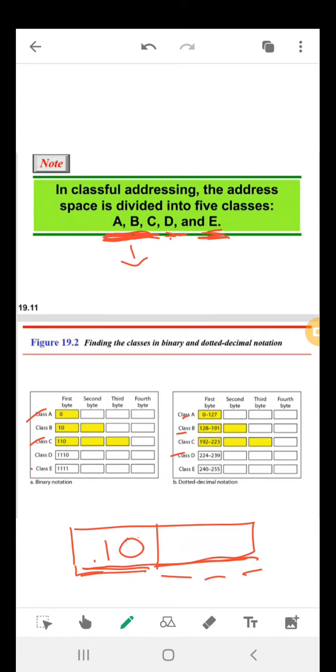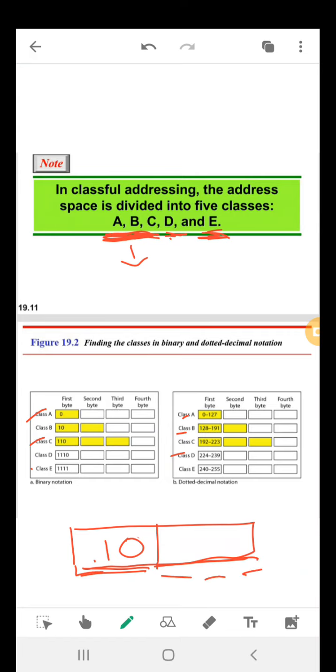So the second part will be the address that will be identifying the host uniquely in that particular network. So every host or every node in that network will have the first part to identify the network address, and the second part to identify the node in that particular network. The first part is called network ID, the second part is called host ID.